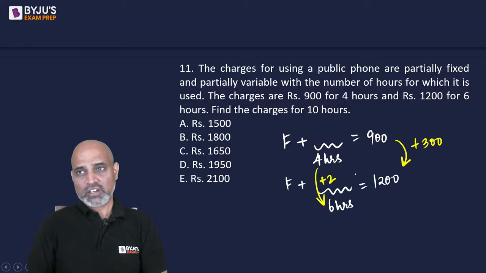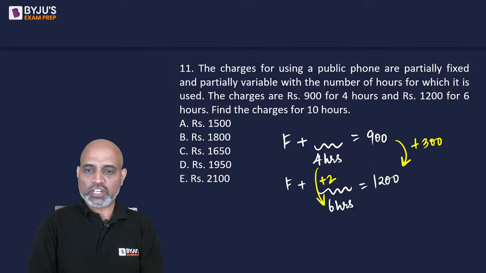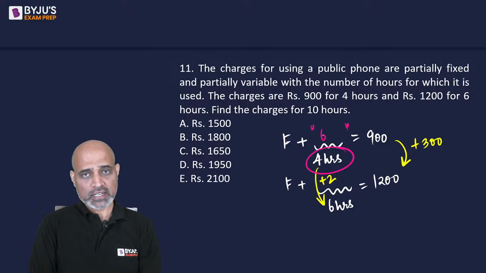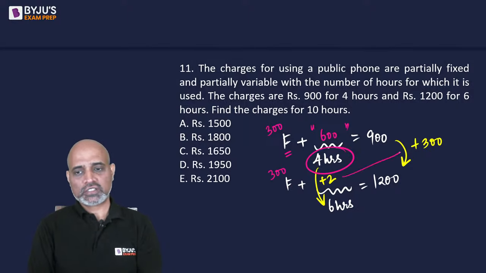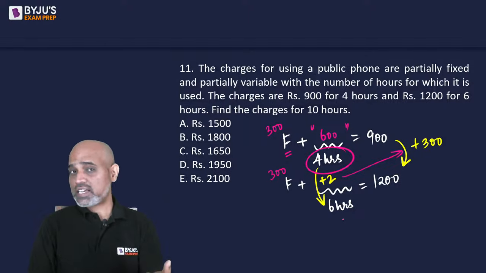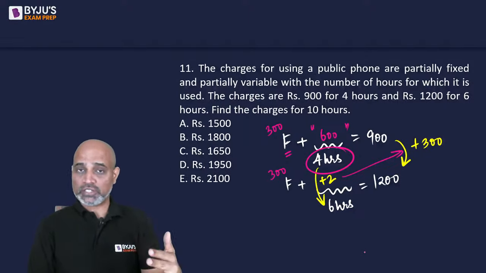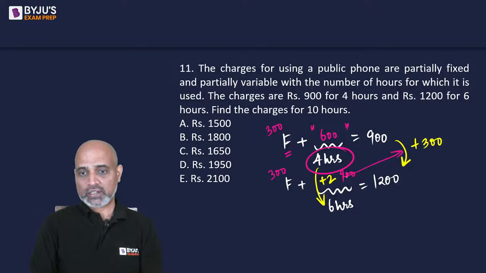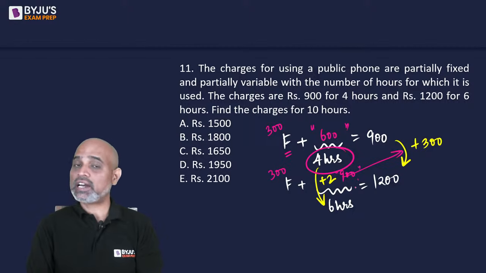For 2 hours, if I am paid 300 rupees, then what do you think for 4 hours, how much I would have paid? 600? What do you think the fixed charge is? Obviously 300. Let's verify this. Fixed charge is 300. For every 2 hours, you are charged 300. So for 6 hours, that is 2 hours, 2 hours, 2 hours, it will be 3 times 300. This is going to be 900. So 300 plus 900 is 1200. 600 plus 300 is 900.